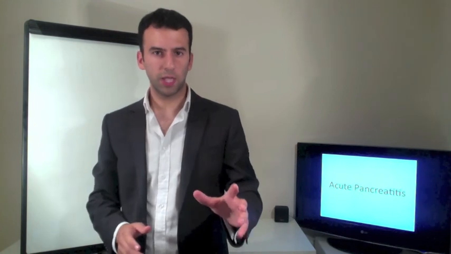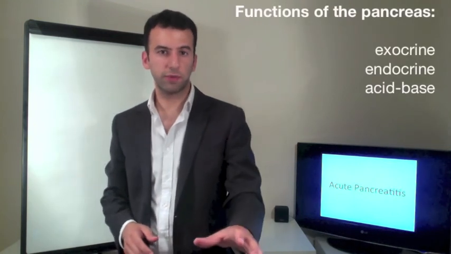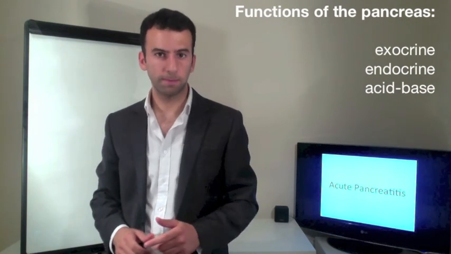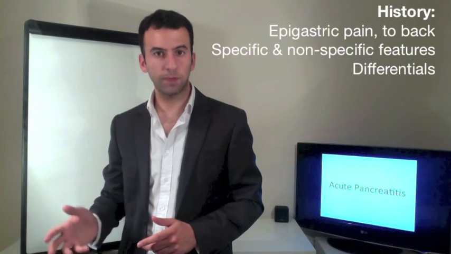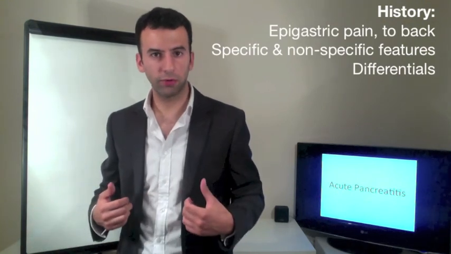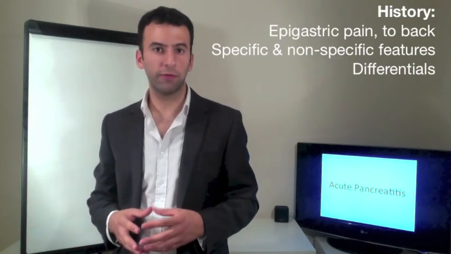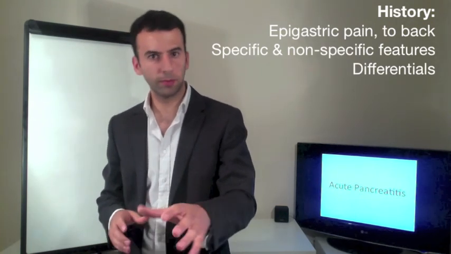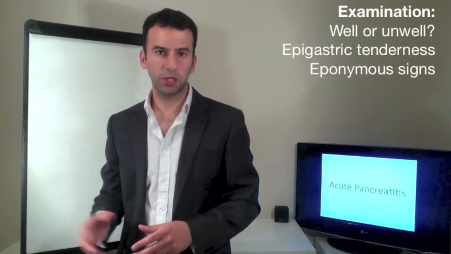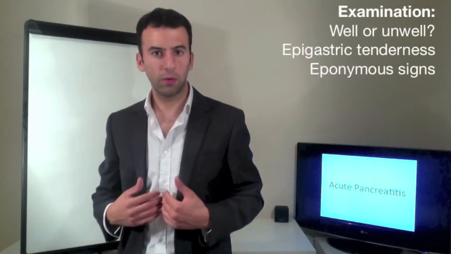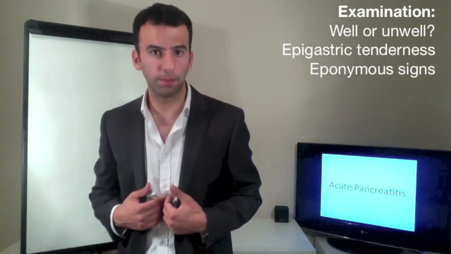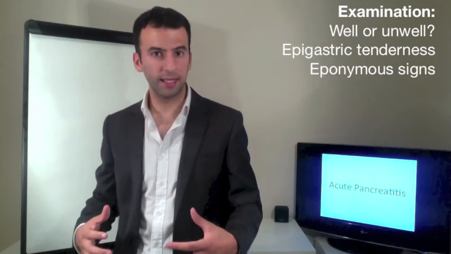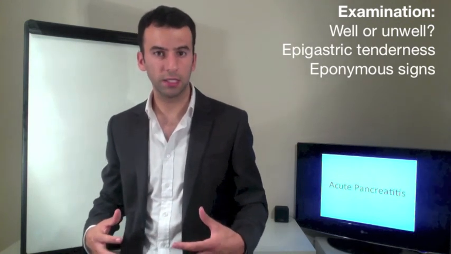Okay guys, here's a quick summary of what we've covered. Firstly, the functions of the pancreas: exocrine, endocrine, and also importantly acid-base balance of the blood. And then we talked about history and examination. So these patients have epigastric pain radiating through to the back, sometimes relieved on leaning forward. There may be some non-specific features such as loss of appetite, nausea, vomiting, that kind of thing. On examination, patients may look jaundiced. They will be tender in the epigastrium. There may be other features such as peritonism. They may be bloated, i.e. distended because of a coexisting ileus.